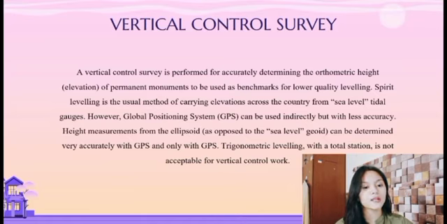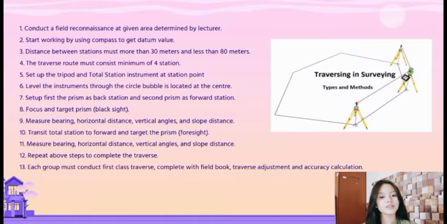Trigonometric leveling with a total station is not acceptable for vertical control work. Traversing in surveying, method. Number 1. Conduct a field reconnaissance at the given area determined by the lecturer. Number 2. Start working by using a compass to get the datum value. Number 3. Distance between stations must be more than 30 meters and less than 80 meters. Number 4. The traverse route must consist of a minimum of 4 stations.